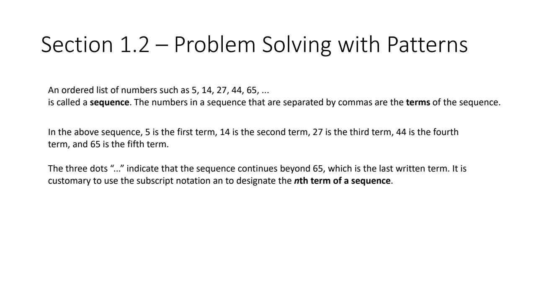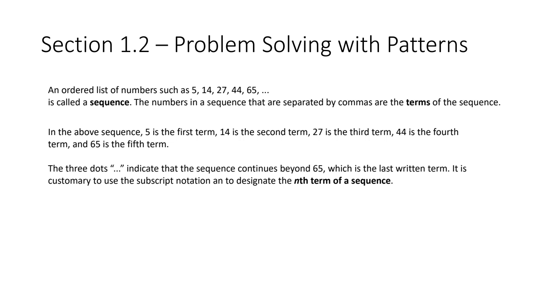In section 1.2, we study problem solving with patterns. And this is pretty similar to what we did before, when we were looking at what is the next number on the list if you look at the pattern. Well, this list of numbers is usually called a sequence, and we consider it to be an ordered list. So we could say the first number is 5, the second number is 14, the third one is 27. So we assign a place and also the actual number.